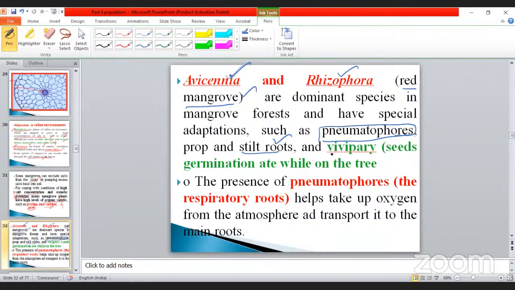Avicennia is an example of vivipary. Seeds germinate while still on the tree. During the fruit formation, what happens? Root formation also takes place. Such a type of plant is called, what is that? Vivipary. See that example too. I will explain it properly.